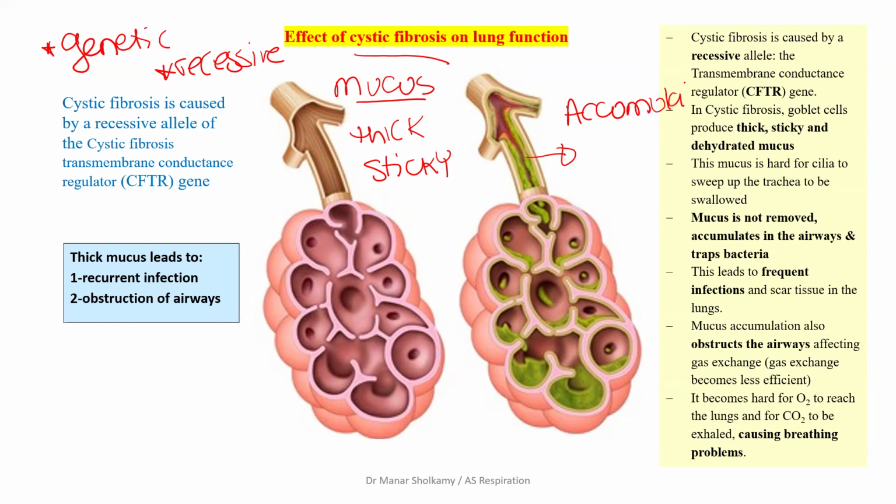Now, when it accumulates, it will cause lots of problems because your bronchioles are very narrow. When it accumulates, it will cause two problems. Number one, it will block your bronchioles, obstructing the airways, affecting breathing and gas exchange. And number two, mucus is full of what? Bacteria and dust particles. Very good. So it will cause recurrent infection. And from there, the problem will arise.